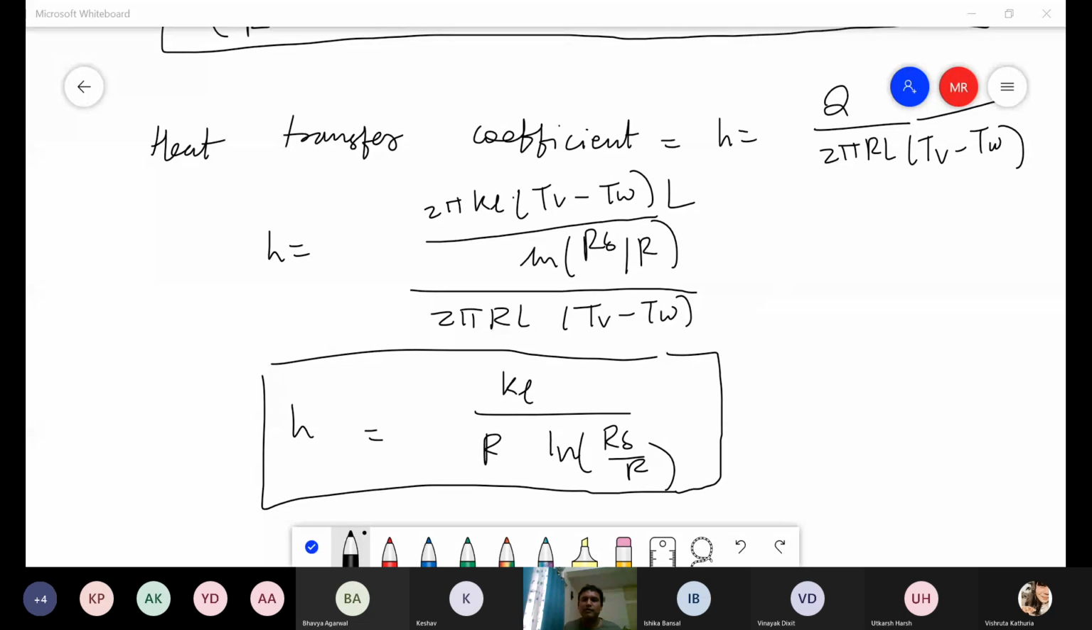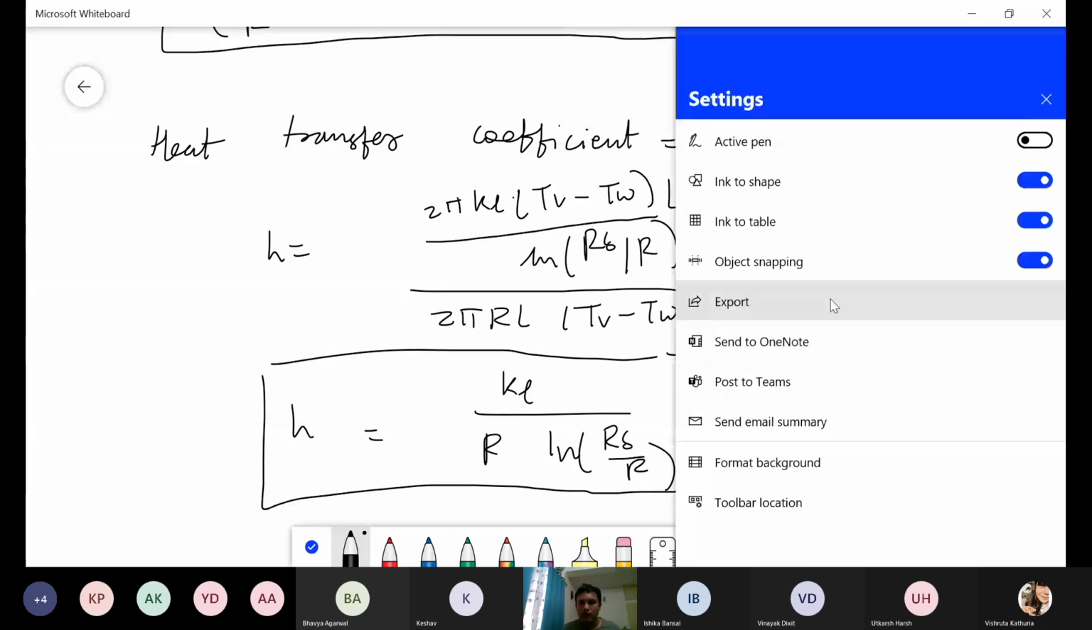So that is, I think, for one batch, some problem was there, but for the other batch, the second batch, the Tuesday batch, we have done it correctly. Just let me save this and then I will project, export image.